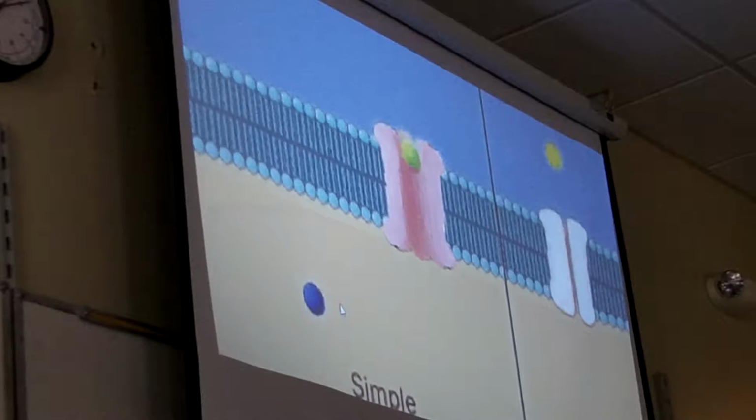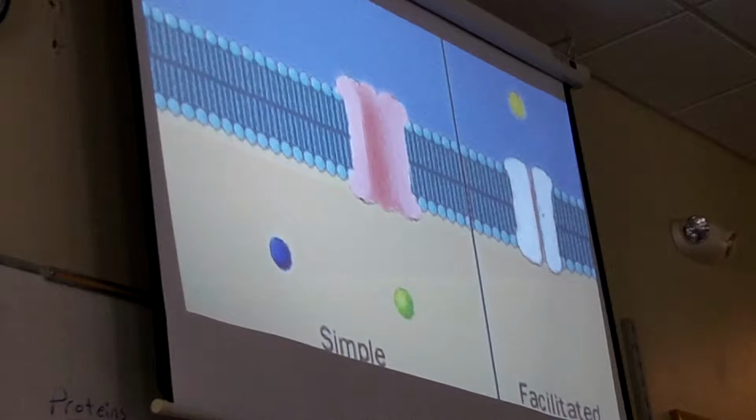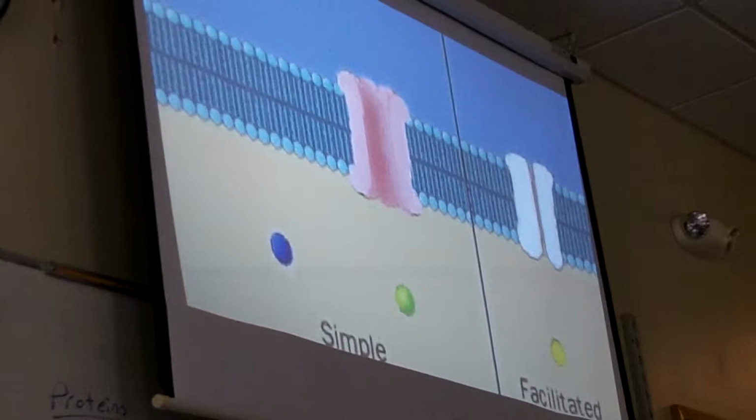In another, lipid-insoluble ions pass through channels, proteins with an aqueous passage. In facilitated diffusion, a protein carrier moves solutes through the membrane by undergoing a conformational change.